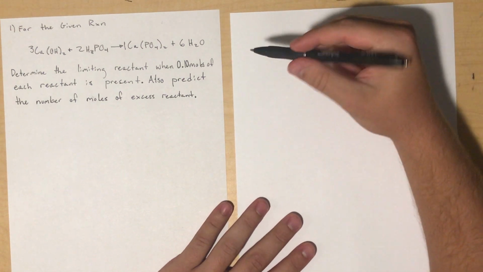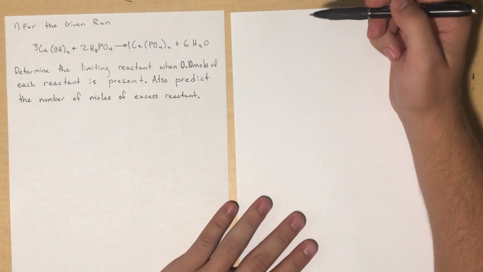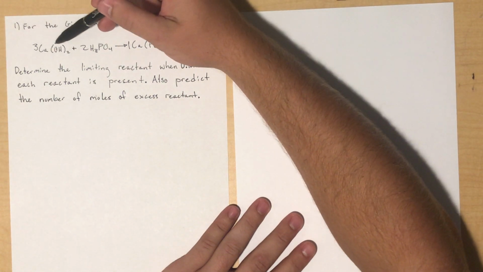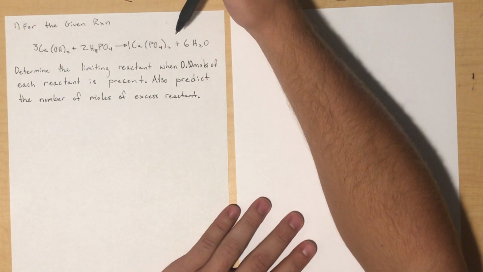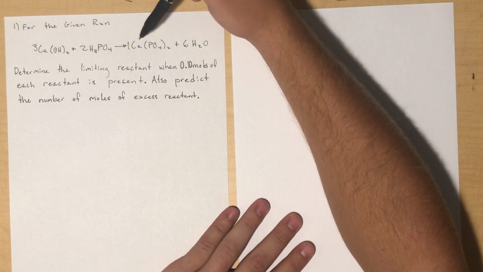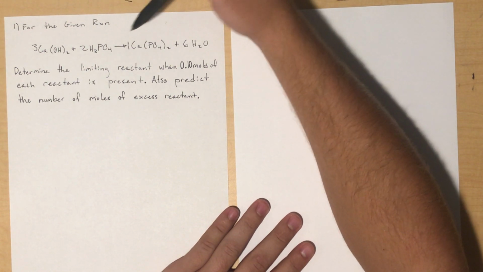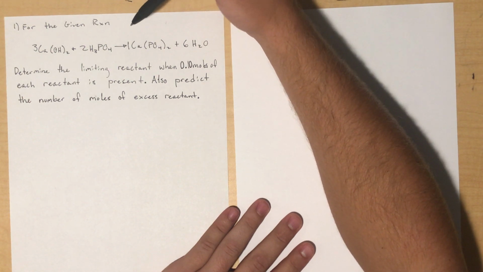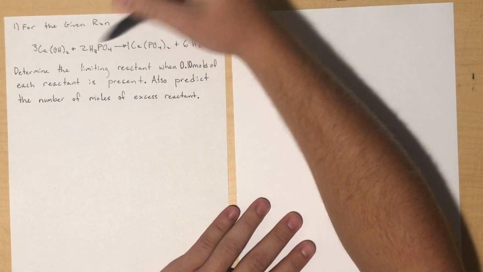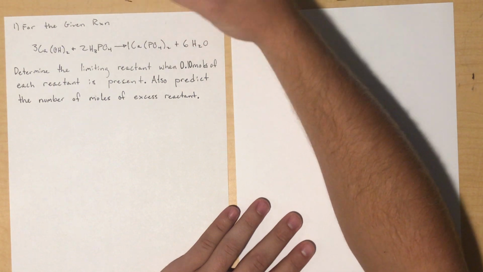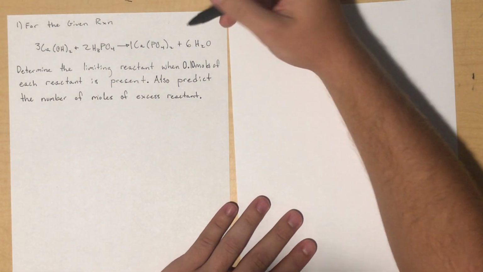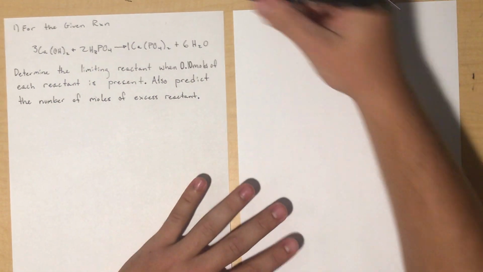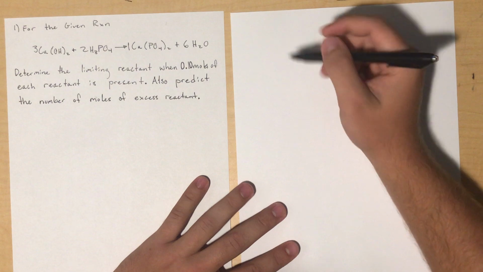To determine the limiting reactant, we need to convert the number of moles of each reactant to a product. And in this problem, I'm going to pick this as our product because there's only one coefficient in front of that product. So the stoichiometric coefficient is much easier to work with, 1 is easier to work with than 6. So we're going to start with this reactant first.